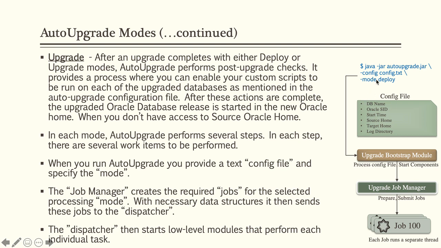What will it do? The moment you invoke it, Java starts an instance of the AutoUpgrade utility. So it bootstraps the module, the AutoUpgrade module gets ready. It processes the parameters in your config file, makes sure that there are no parameter parsing errors, and then it gears up for the upgrade process.